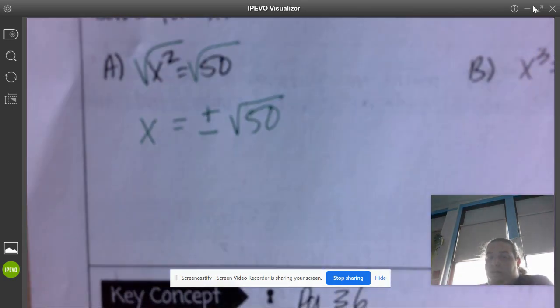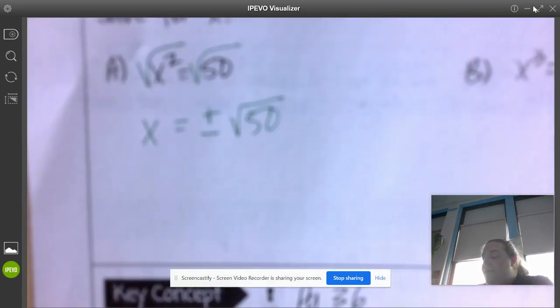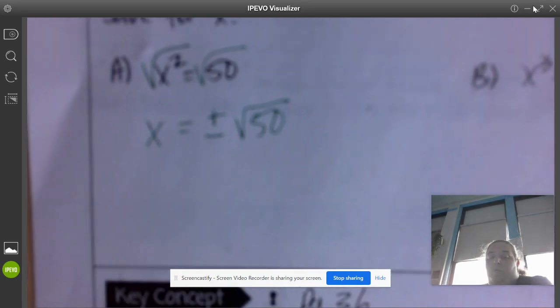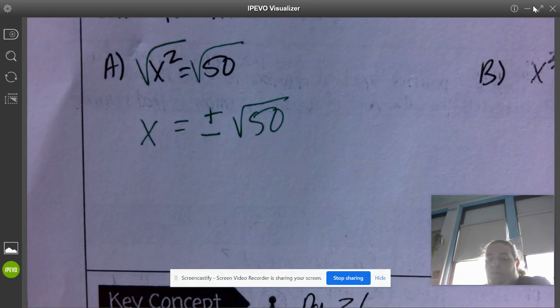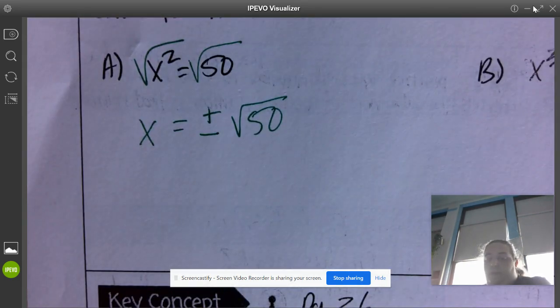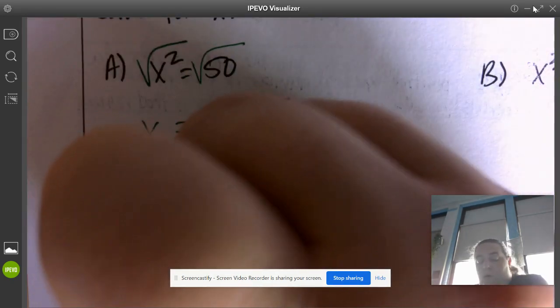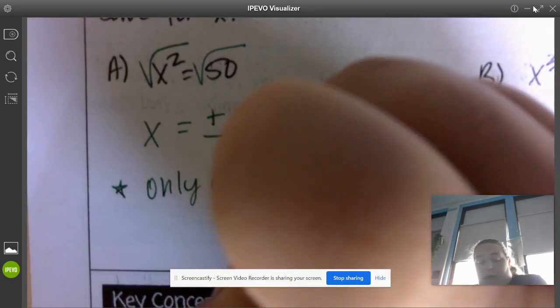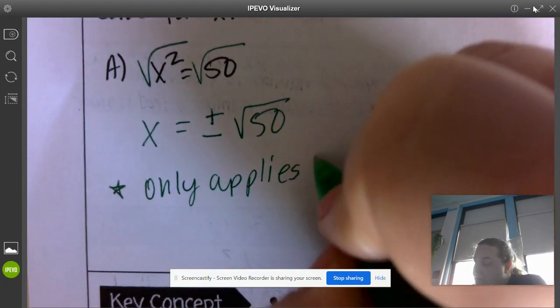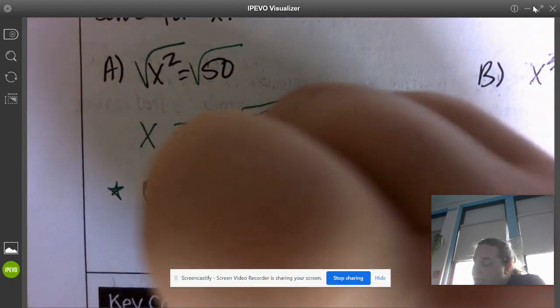Because we're not giving a specific answer here, we're just leaving it in the square root form, we would put the positive negative sign in front of it, working with square roots only. Okay, so I'm just going to make that note. Only applies to square roots.